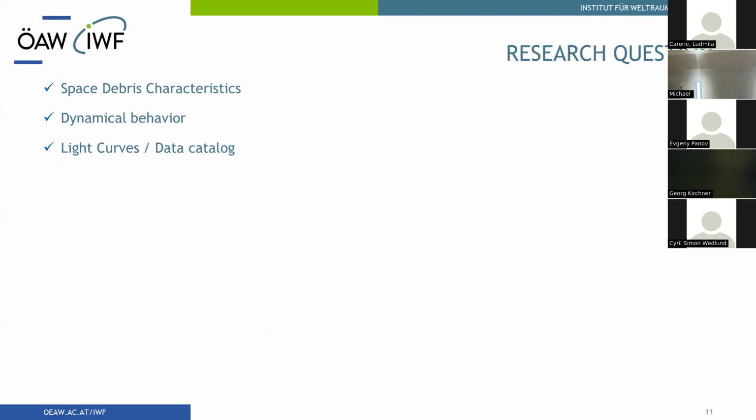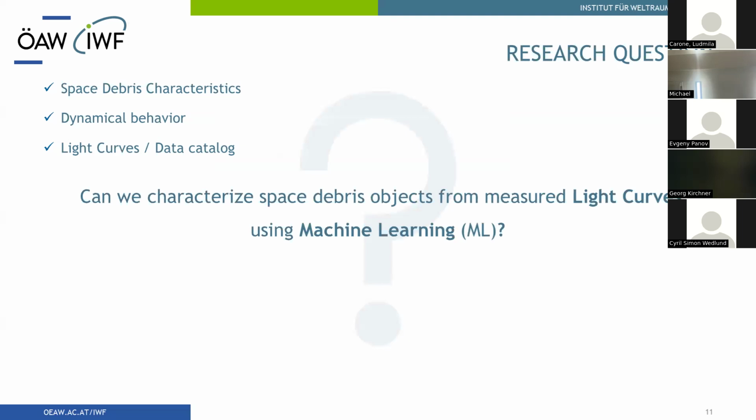But let's take a quick brief. So we learn the space debris characteristics, and then we are interested in certain characteristics. We also know that these characteristics might change over time. And we know that certain characteristics can be extracted or learned by analyzing light curves. And lastly, we have a light curve catalog at hand. So now we can ask the question, can we characterize space debris objects from measured light curves using machine learning?